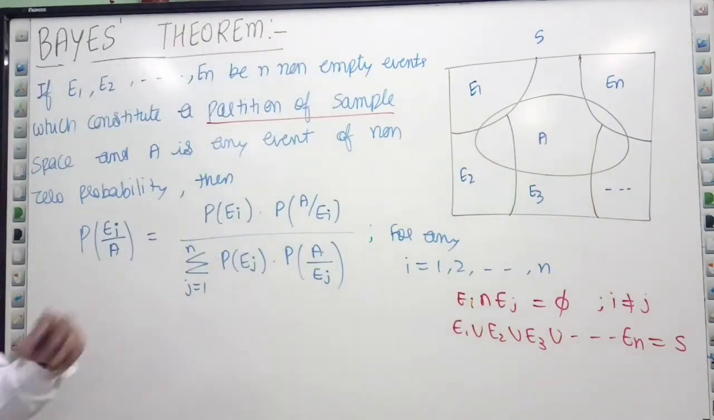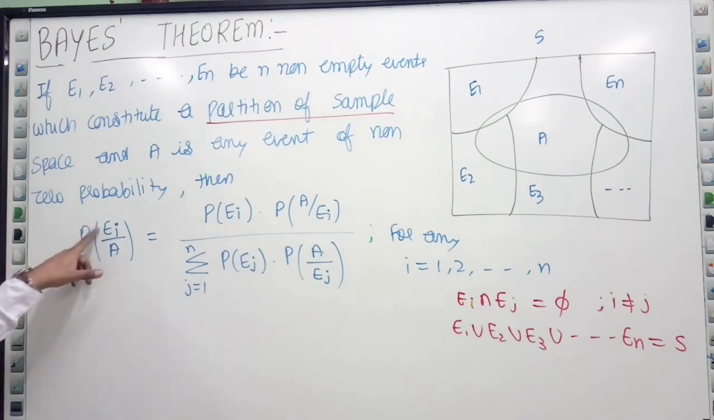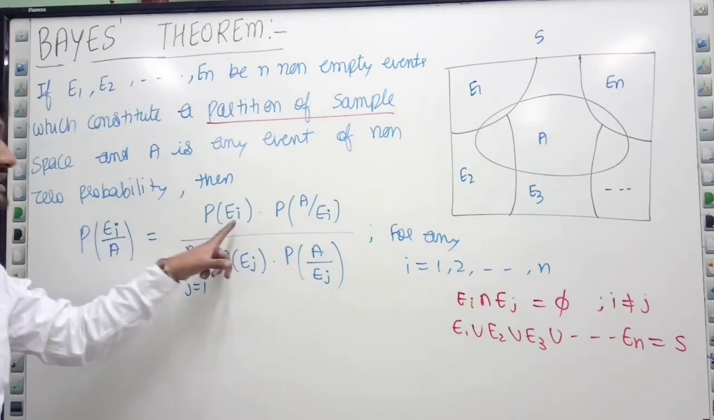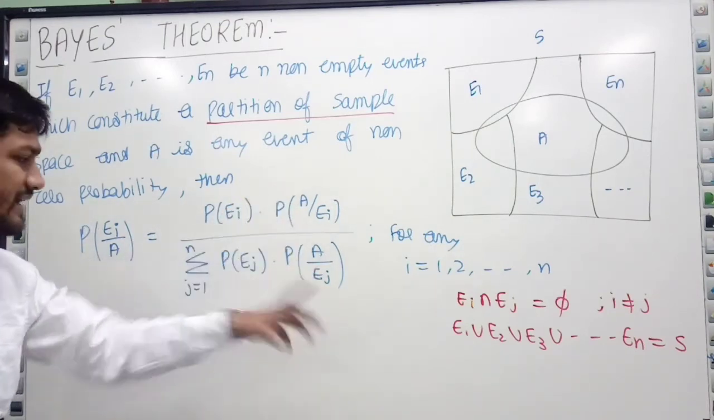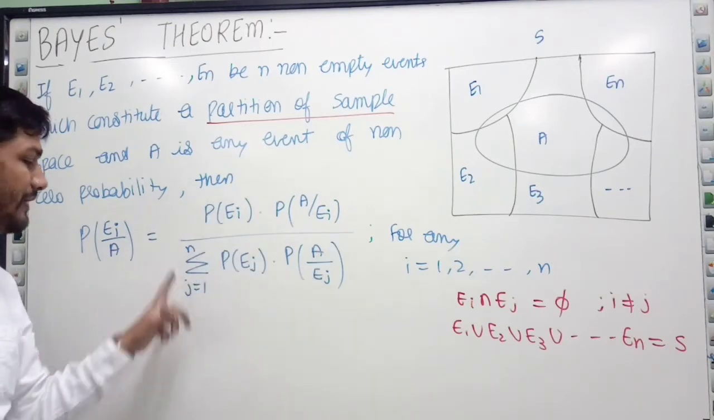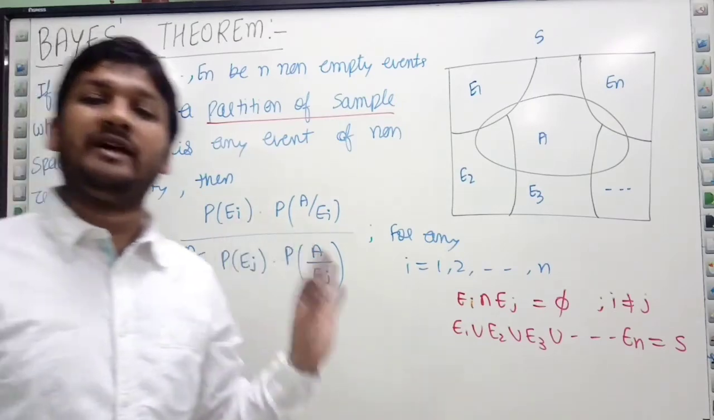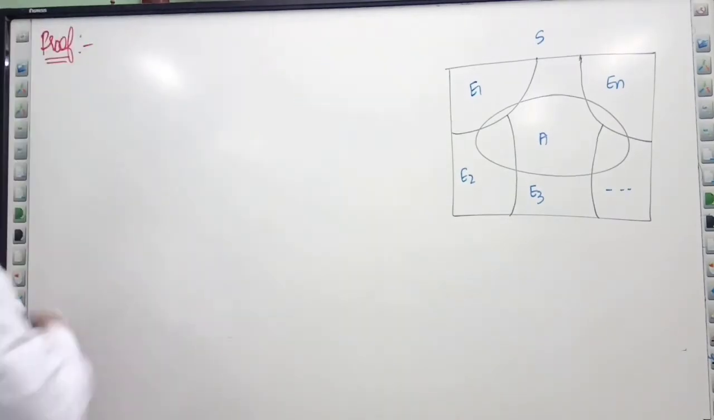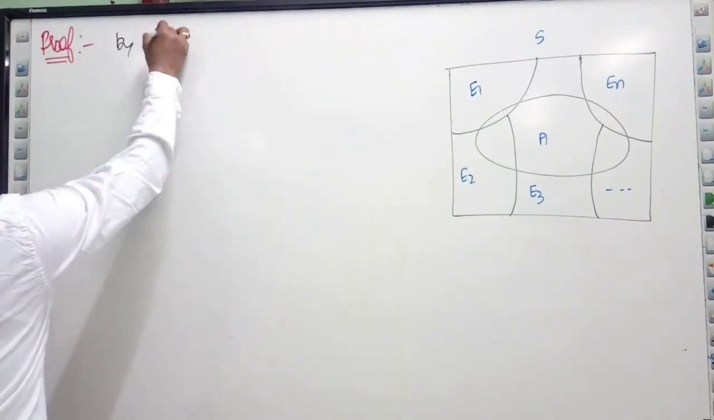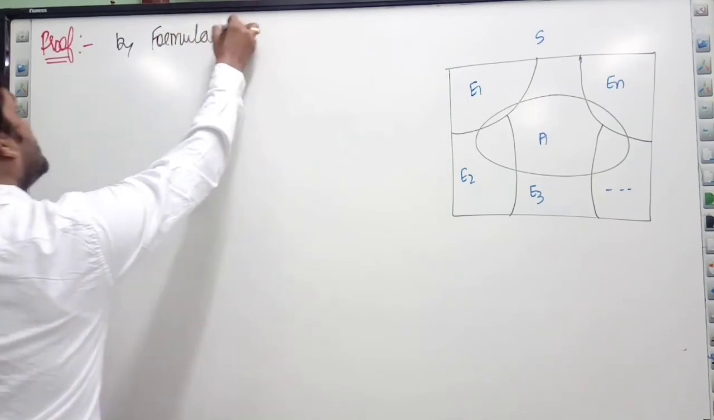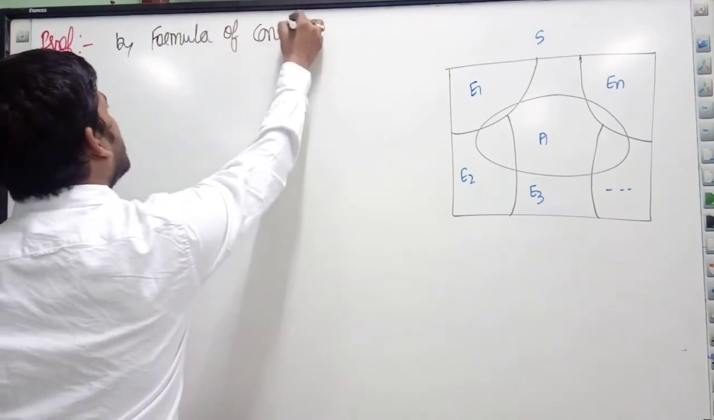As I am talking about here, reverse probability is there. P(Ei/A) is equal to P(Ei) into P(A/Ei) whole upon the summation over j equal to 1 to n of P(Ej) into P(A/Ej), right? By the formula of conditional probability.